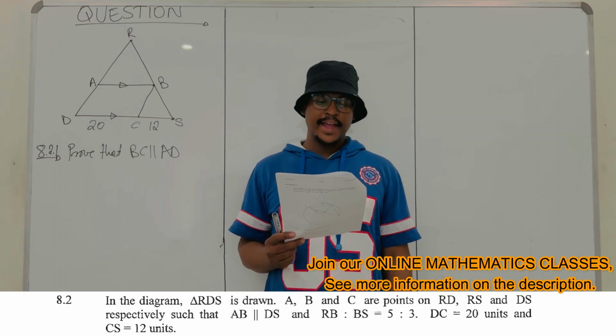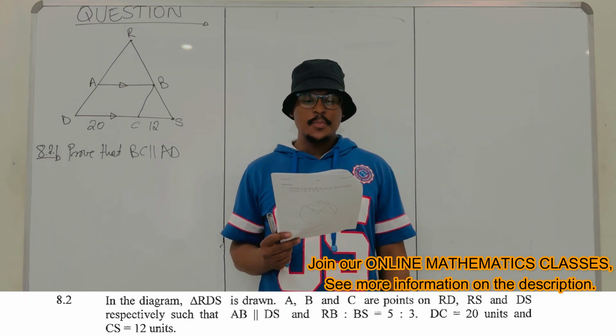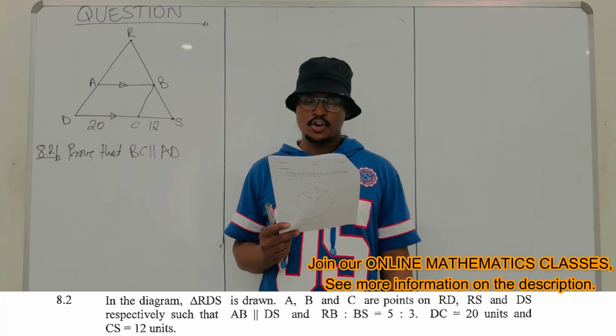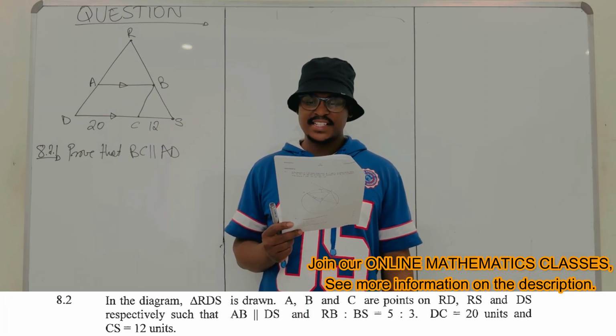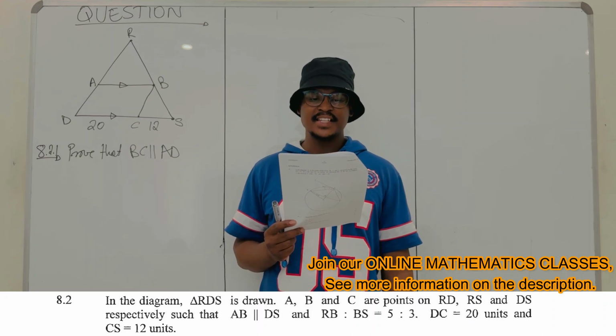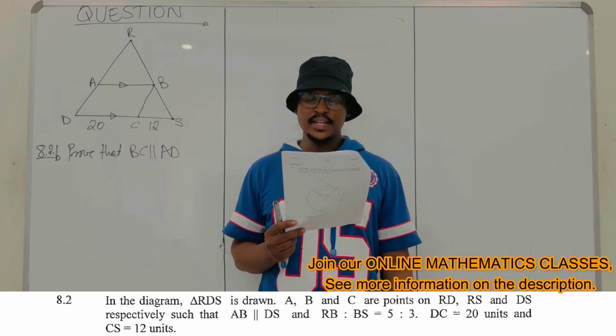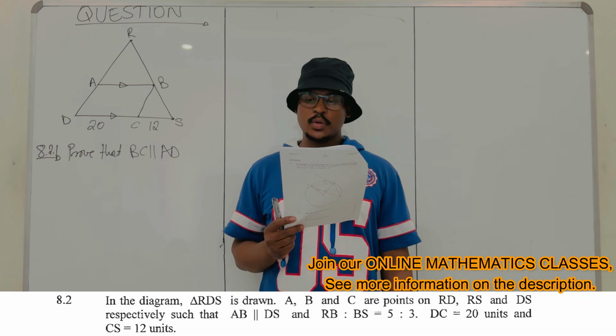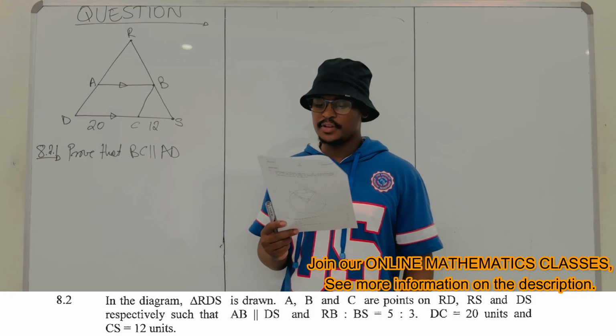Okay, so now we're doing 8.2. At 8.2, they're saying, in the diagram, triangle RDS is drawn. A, B, and C are points on RD, RS, and DS respectively, such that AB is parallel to DS, and the ratio of RB to BS is 5:3. DC is equal to 20 units, and CS is equal to 12 units.